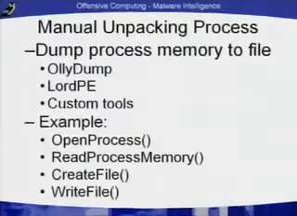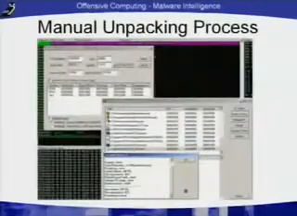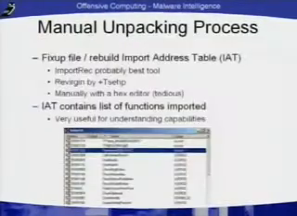Okay, so once you've located the OEP, the next step is to dump the process memory to a file. There's a whole bunch of tools for this. OllyDump is a good plugin. LordPE is one I like a lot. And there's a bunch of custom tools. But basically, these four API calls are what do this process. You open up the process, read its memory, create a file, write it to a file. It's pretty simple. So this is a screenshot of LordPE dumping a process memory to file.